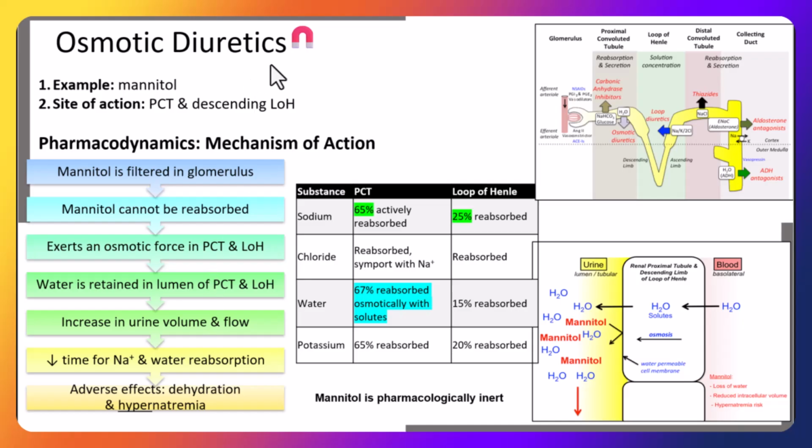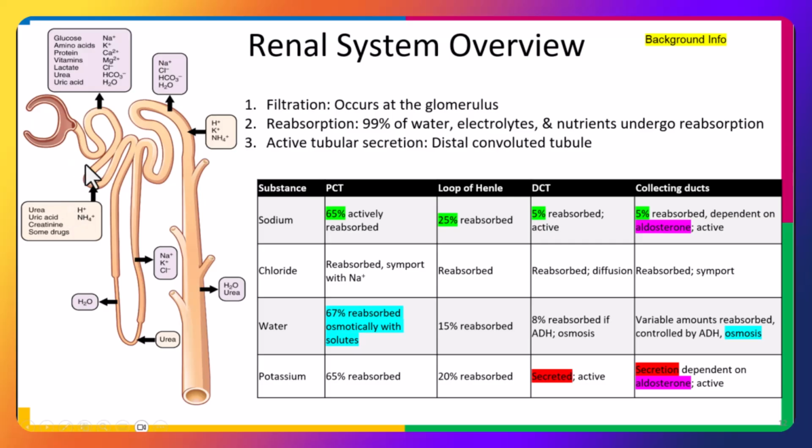So how does it work? Well, hence the magnet emoticon here. It is going to really act as this osmotic force, and it pulls water in with it by osmosis. So in other words, mannitol is hanging out here and can't get out. And then water says, oh, I want to be where mannitol is, because water's such a follower, and follows mannitol into the tubule.